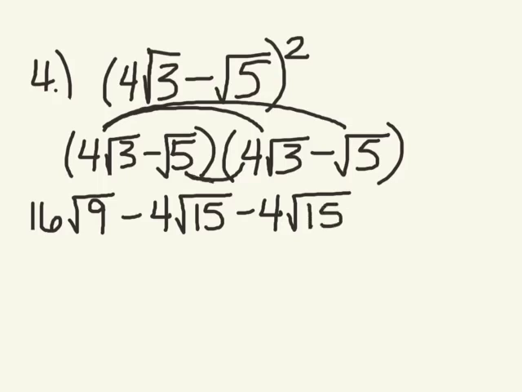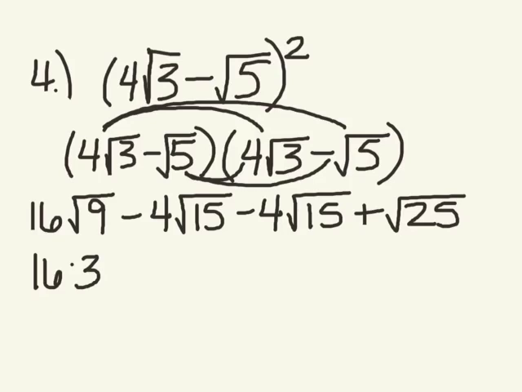And our last, be careful with your sign here, because we have negative times negative, which is a positive. Square root of 5 times square root of 5 is square root of 25. I recommend you go in these little steps like this. We know the square root of 9, we know the square root of 25, but we'll do that in our next step. So the square root of 9 is 3, so this is going to become 16 times 3. And we know the square root of 25 is 5.